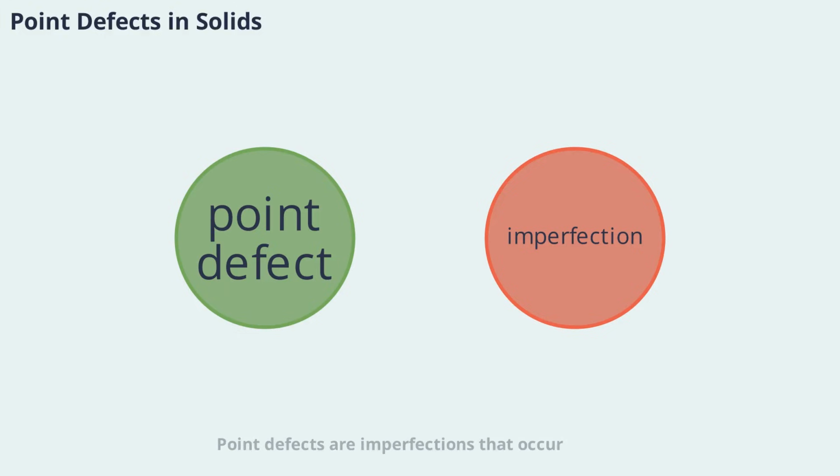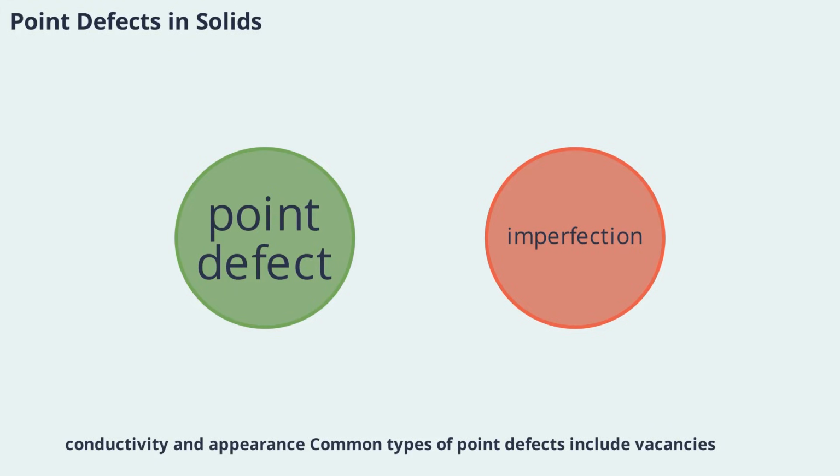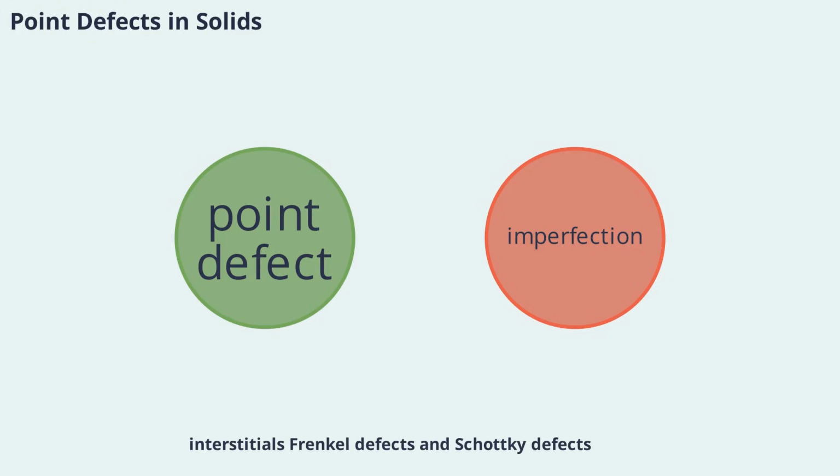Point defects are imperfections that occur at specific points in a crystal lattice. These defects can affect the properties of solids, such as their strength, conductivity, and appearance. Common types of point defects include vacancies, interstitials, Frenkel defects, and Schottky defects. Understanding these imperfections helps scientists and engineers design better materials for various applications.